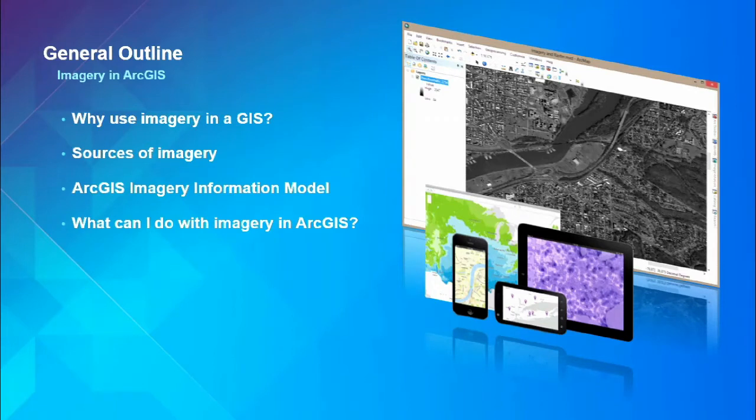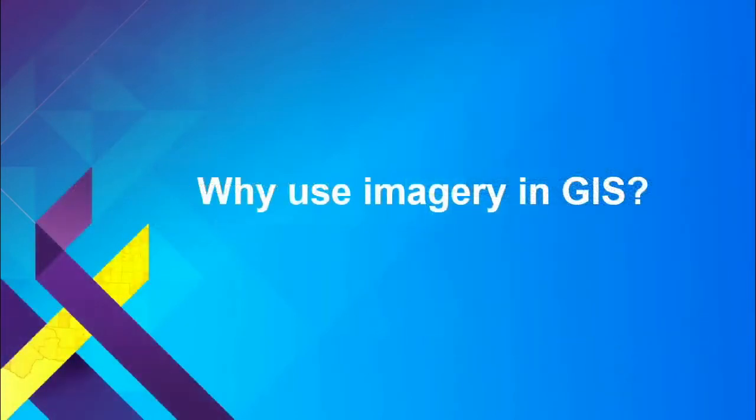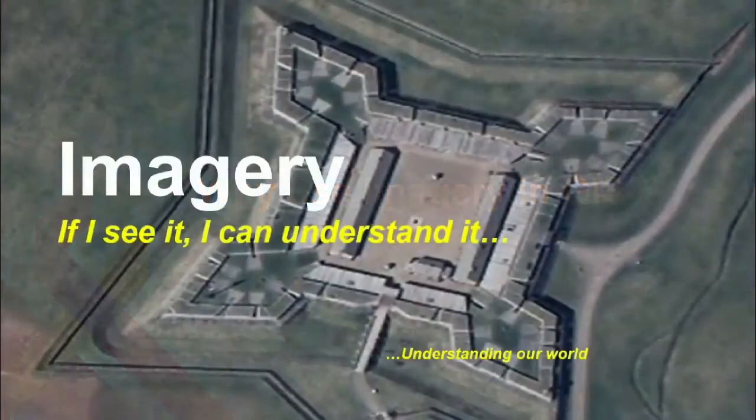We'll talk about the sources that come with the platform. Then we'll go through the information model, and finally we'll talk about the exploitation and processing side and dissemination side of imagery within ArcGIS. So first of all, I always like to say if I can see it, I can understand it. And I think a lot of our users think that way.